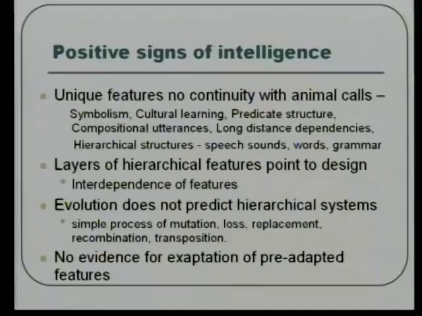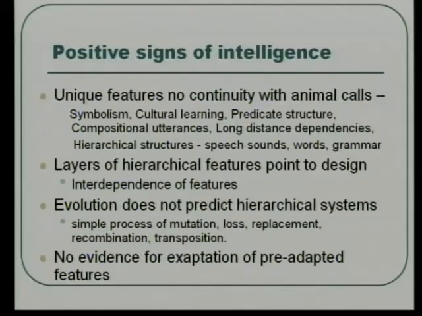We'll pass on from cultural evolution to the third option. And I would say what we've seen tonight clearly shows positive signs of intelligence. We have many unique features not found in the animal world. There is no continuity. Animals have some very highly developed features in some areas, but there's no continuity with animal calls. There I'm listing symbolism, predicate argument structure, long distance dependencies. These are all features we only find in human language.